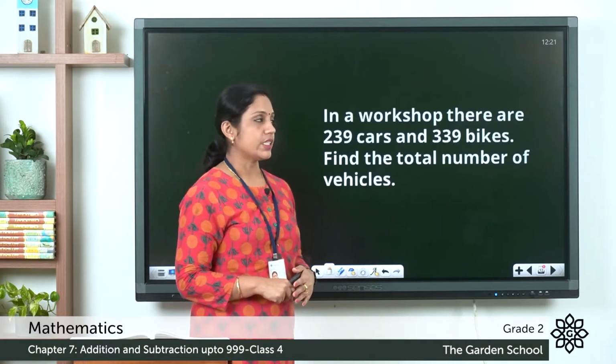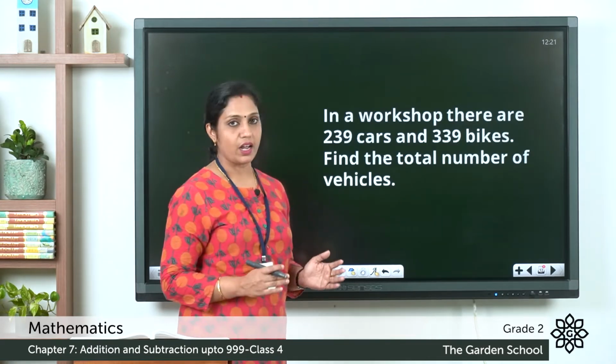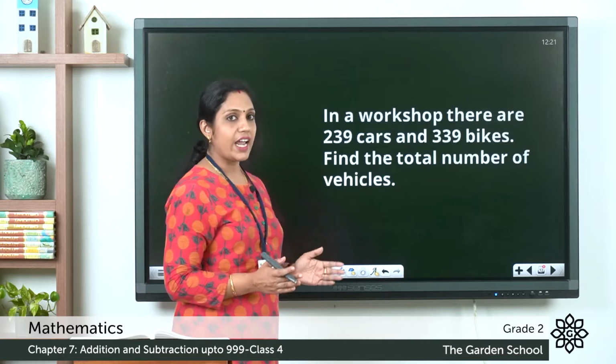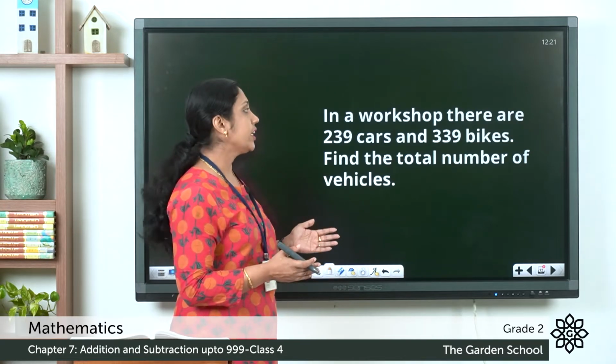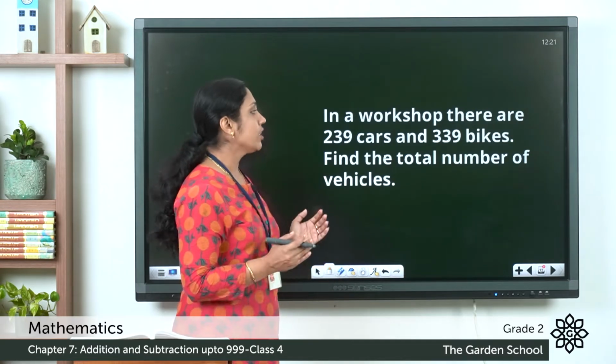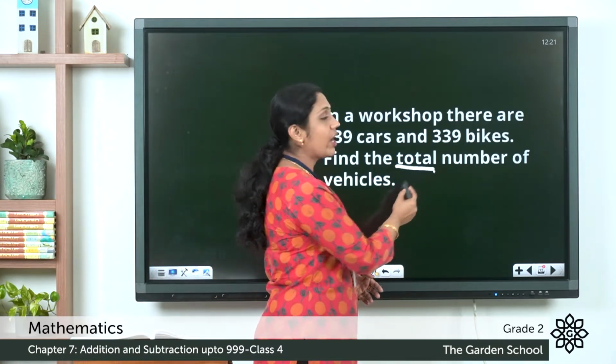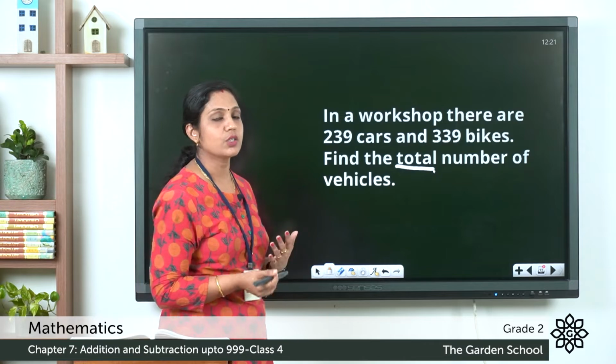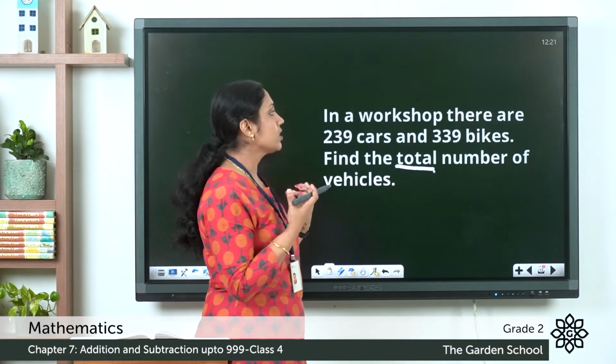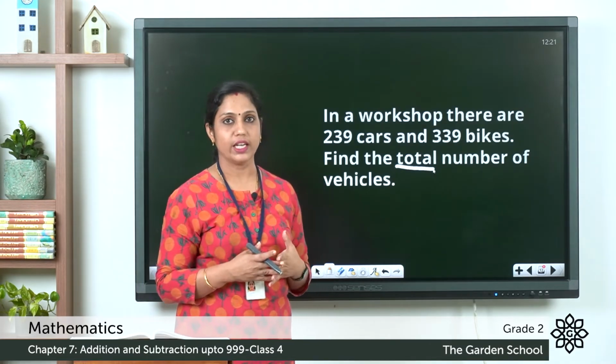Let's look at the next question. In a workshop, there are 239 cars and 339 bikes. Find the total number of vehicles. Here also you can see the question, find the total number of vehicles. So we have to find how many cars and how many bikes were there in all together.